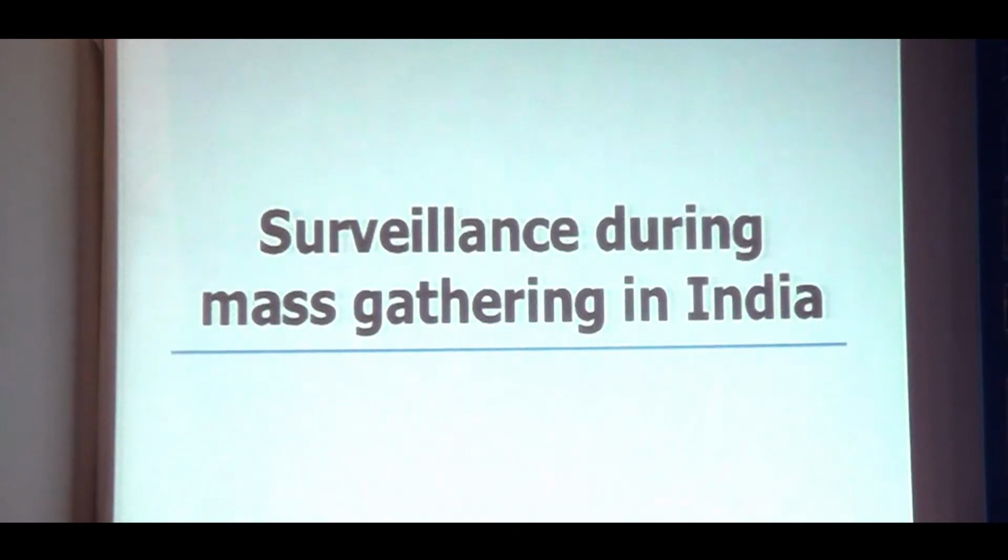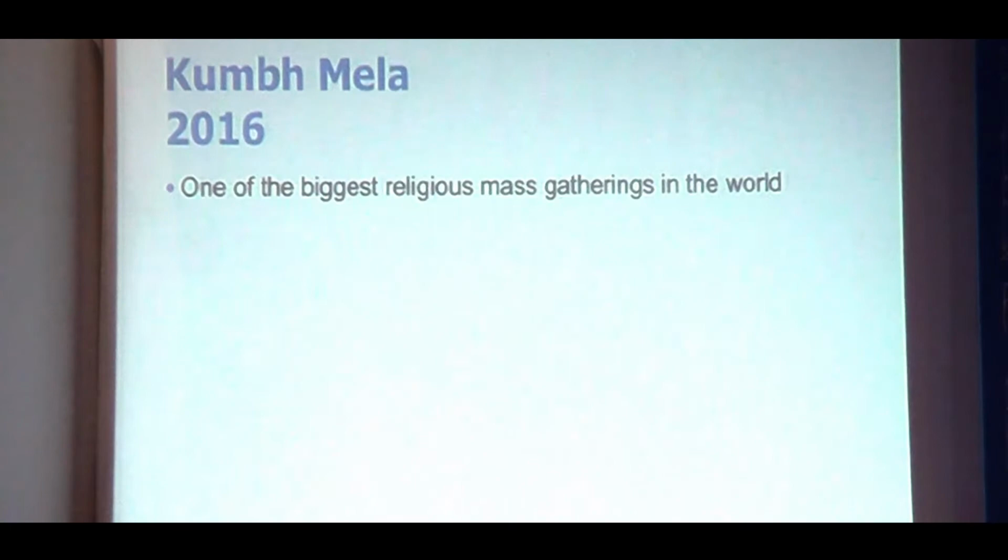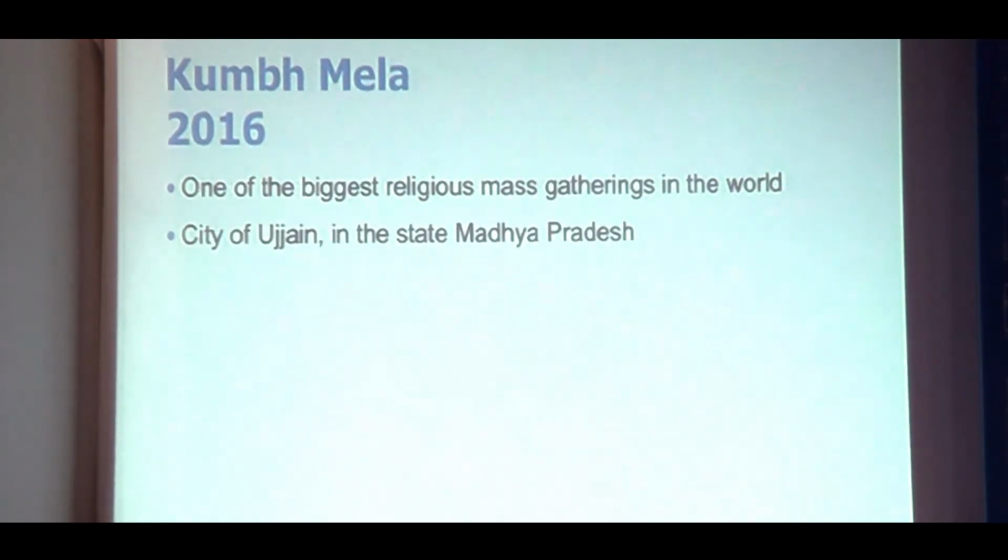And already yesterday we heard about Kumela, which is a reoccurring religious mass gathering. Well, it's not intended to be a mass gathering, but that's sort of what it becomes. And it's held every 3rd year in 4 different places in India. And in 2016, it will be held in the city of Ujjain, which is a fairly small city in the state of Madhya Pradesh, which is found in the center of India.